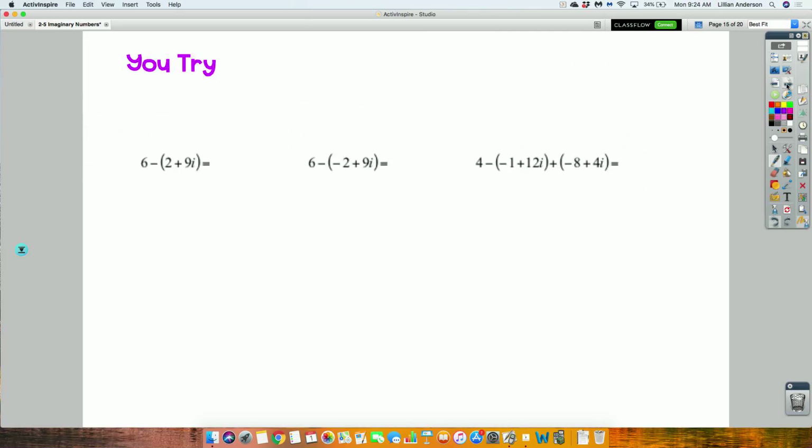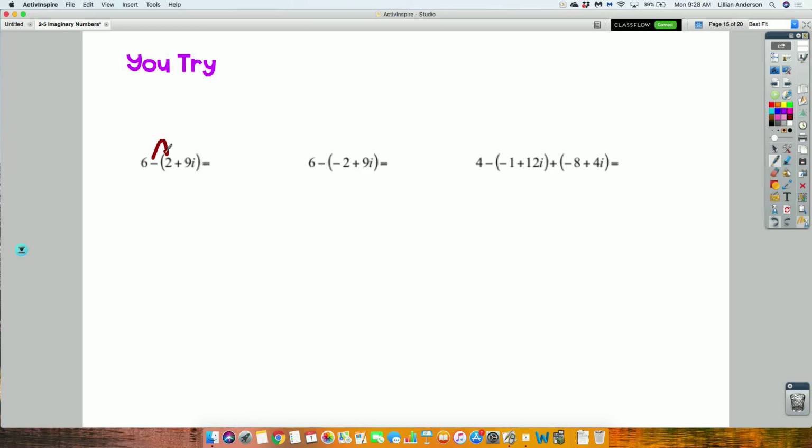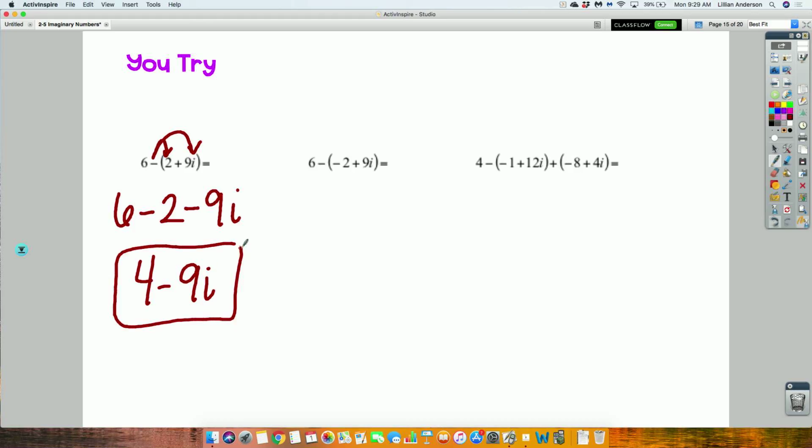All right? Now on these ones here, I want you guys to try some of these on your own. It is on the back, so when you flip it over, I want you guys to try these. Try to add and subtract these. So, remember, distribute the negative over, that just drops the parentheses. So this becomes 6 minus 2 minus 9i. Combine your like terms from there, and what's your answer for the first one? 4 minus 9i. And then you're done with that.